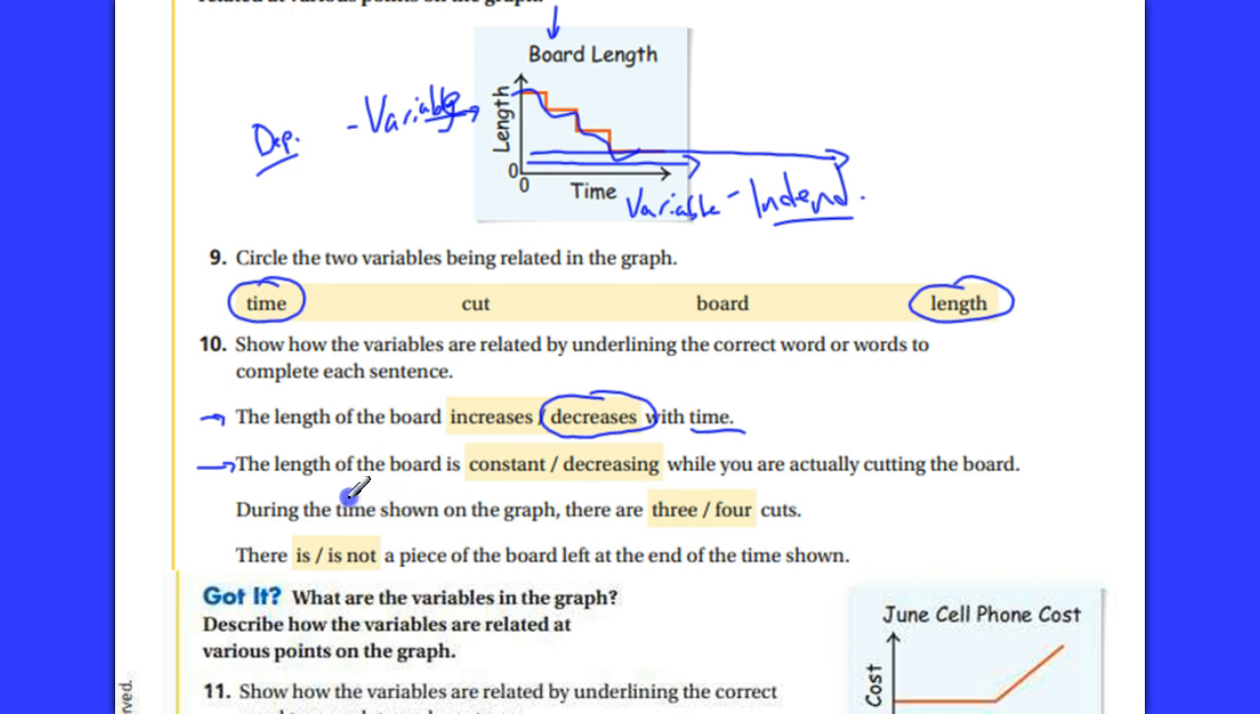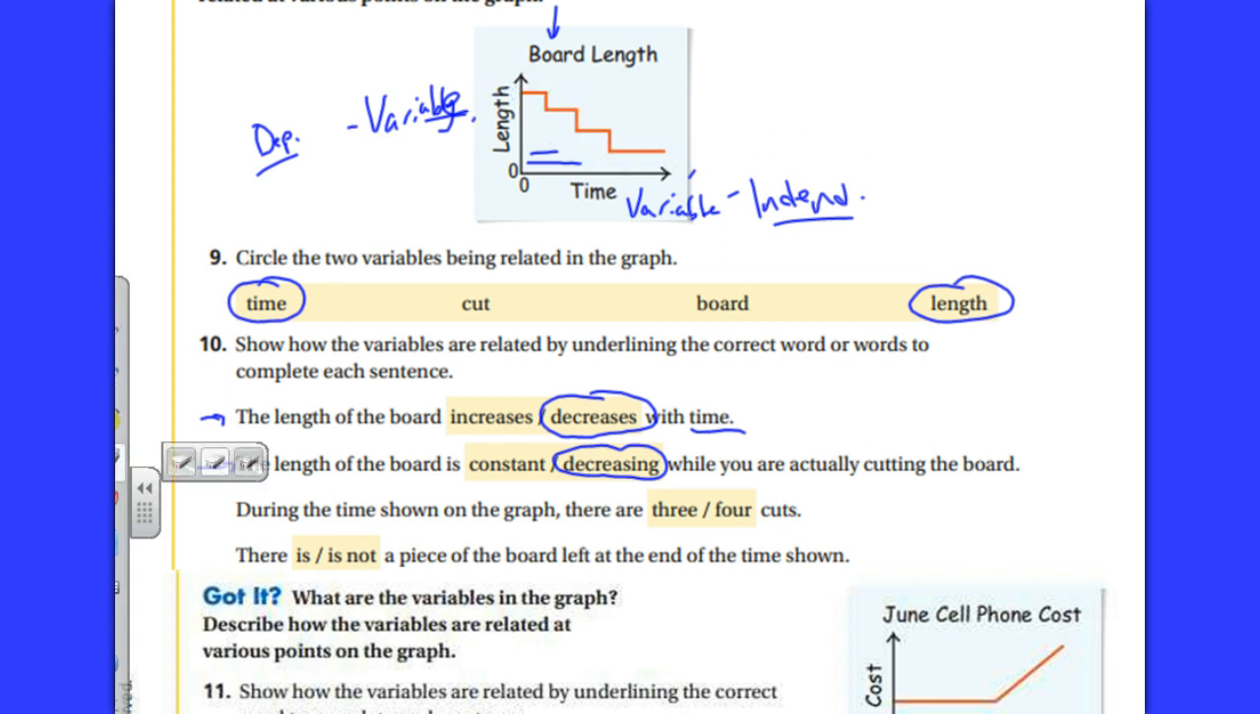So let's continue answering these questions. It says, the length of the board is constant or decreasing while you're actually cutting the board. Hopefully you can see that each time you cut the board, the length of it decreases. The dependent variable goes down as the independent variable goes up. During the time shown on the graph, it says there are 3 or 4 cuts. Well, let me erase my markings here, and let's make sure we can get a nice look at what's going on in this graph. We see there's a cut right there, there's a cut right there, there's a cut, so I see 3 cuts on that board.